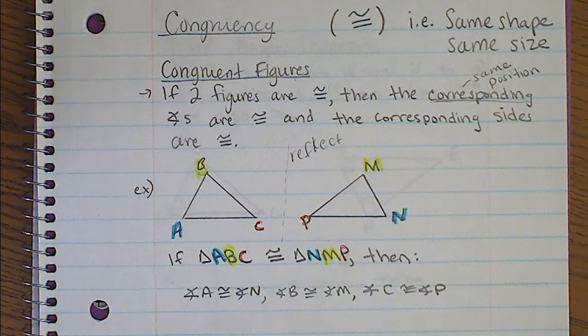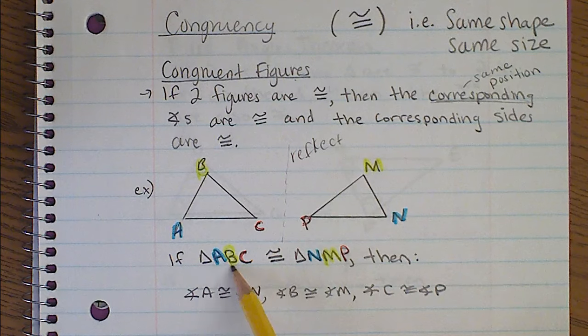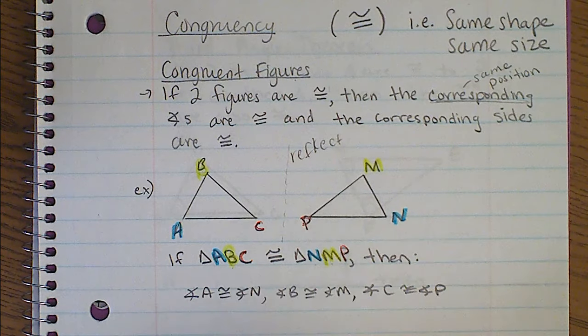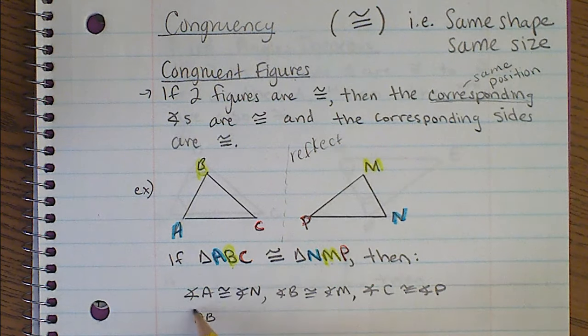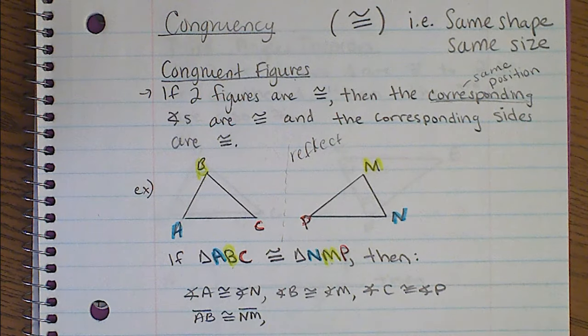Now I want to do the same thing for the sides, which can be a little bit trickier, but you can still use the order of the letters in the congruency statement to help you out. For example, AB would match up with NM. And I still want to put my segment symbol like we did in the very first unit. Segment AB is congruent to segment NM. And I can do the same for the rest of the sides.